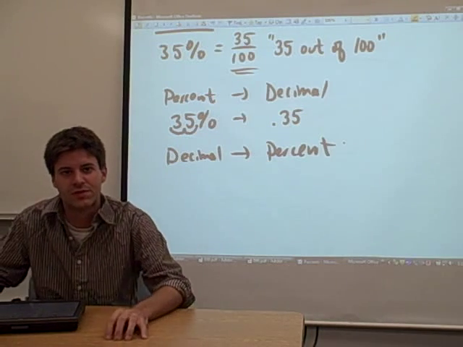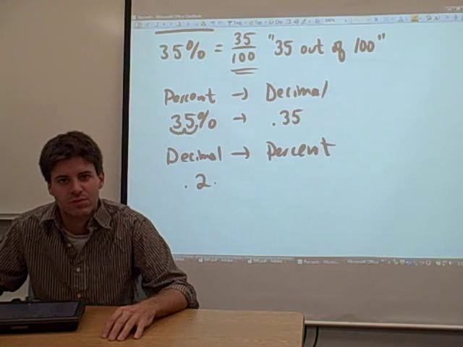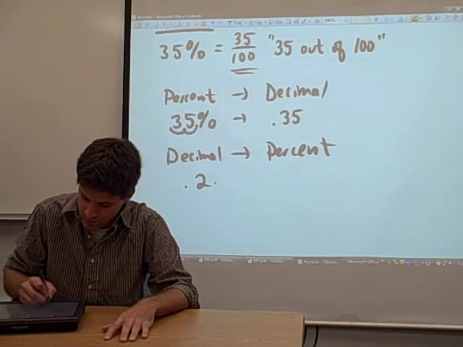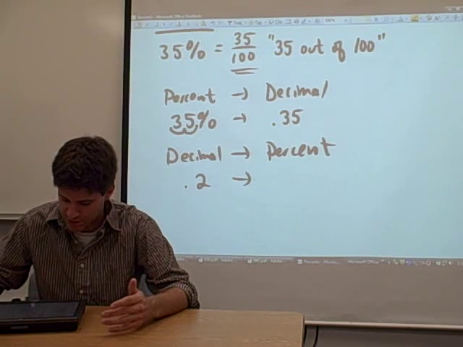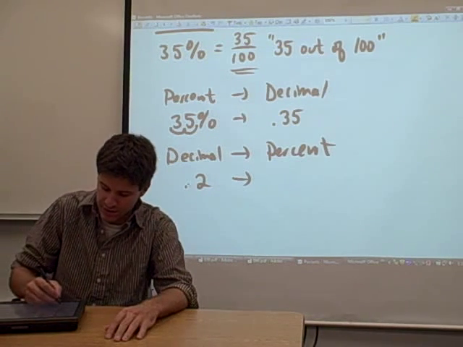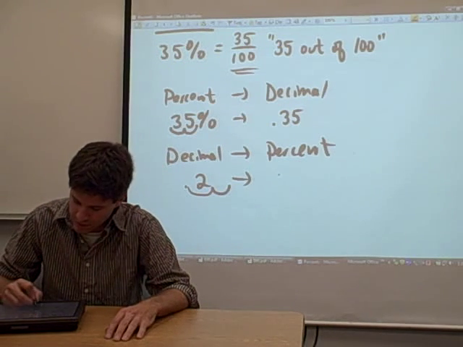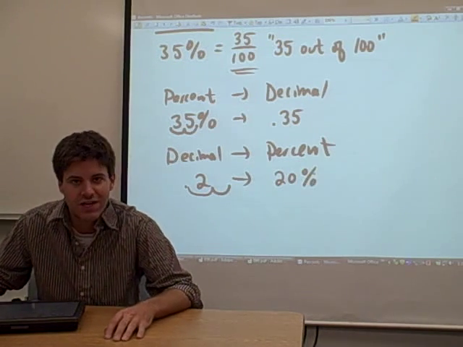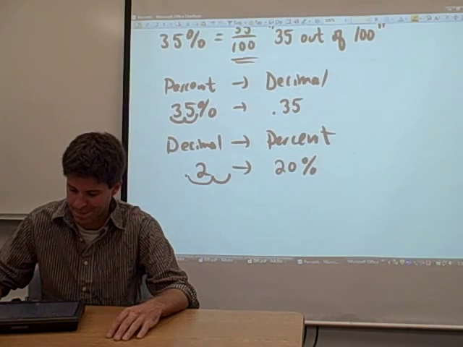Say we have a decimal and we'd like to convert this into a percent. For example, I give you a decimal 0.2 or 2/10. Well, the way to convert this into a percent is just to go the other way around. It's pretty easy. All we have to do is take the decimal place, move it 2 units to the right. Tack a percentage sign on there, and you're finished. So it's not too hard.